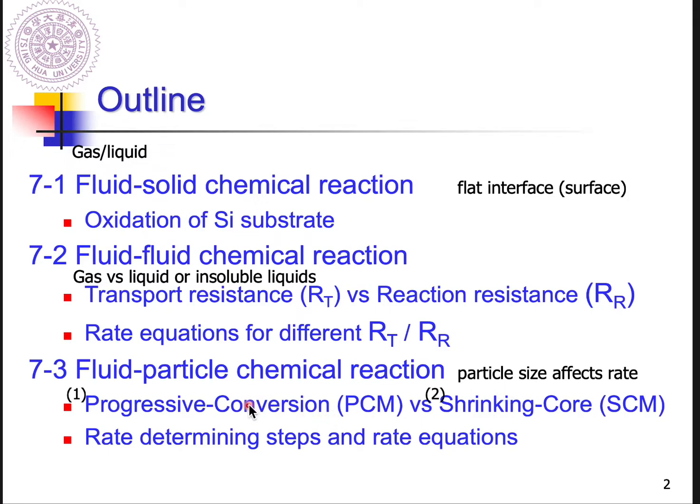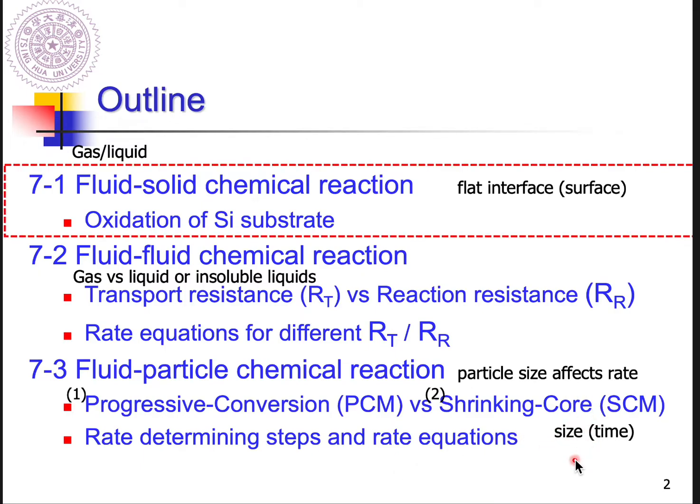Here we are going to introduce you to two different models. The first one we call the progressive conversion model, and the second one we call the shrinking core model. We are going to tell you how to calculate or determine the rate-limiting step, and also the overall rate equations. So let's put more emphasis on how the size of the particle changes as a function of reaction time. Okay, let's move to the first part, the fluid-solid chemical reactions.